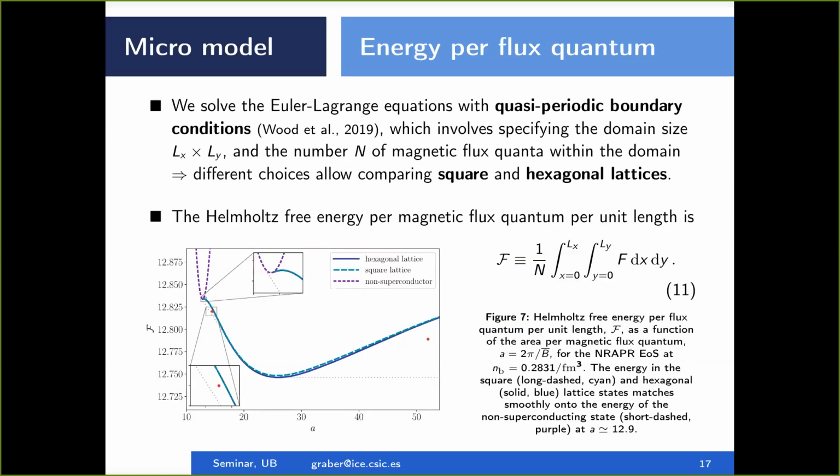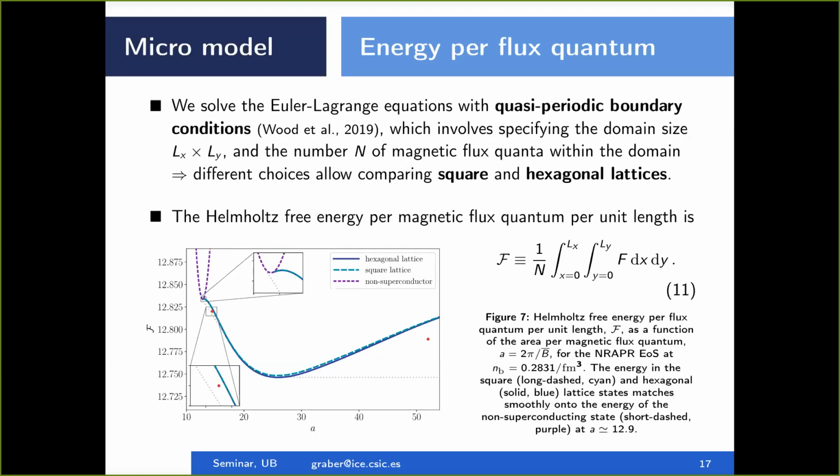So what we do is we solve the Euler-Lagrange equations that are coming out of the energy density I showed you earlier, and we do this with quasi-periodic boundary conditions, so we can in principle simulate a large sample. What that means is we essentially specify the number of flux tubes, or magnetic flux quanta, we have for a certain area, which also allows us to compare different lattice structures, so whether you have a square lattice or a hexagonal lattice. And then we calculate the Helmholtz free energy for a given magnetic flux quantum per unit length in principle. So we have a 2D model, not a 3D model at this point.